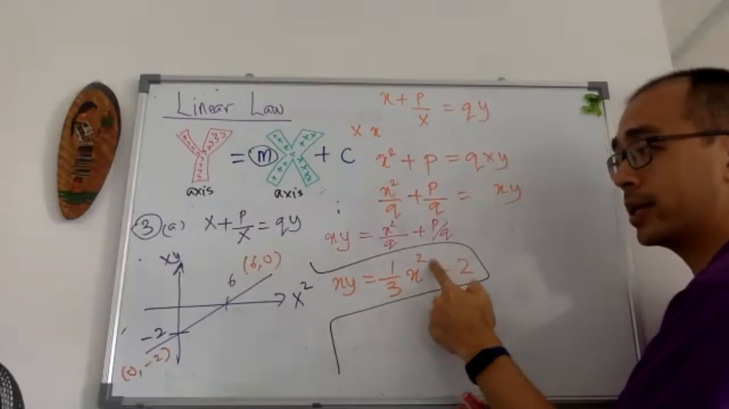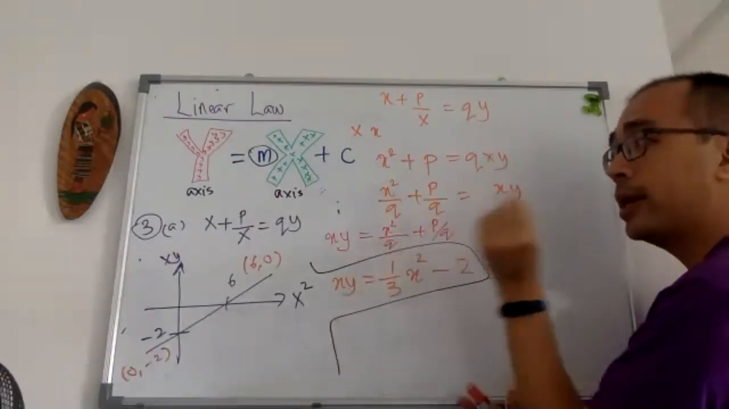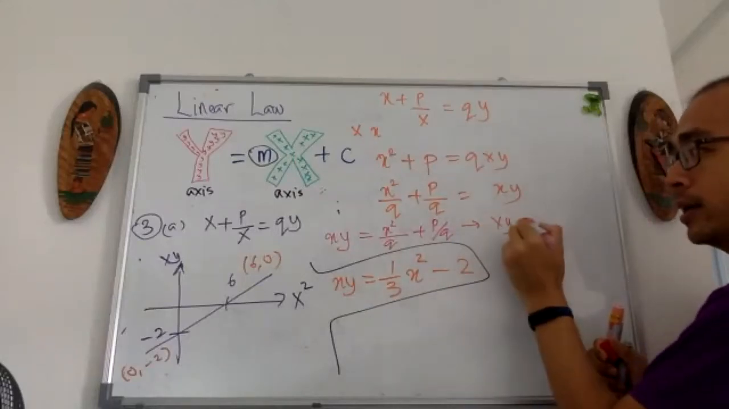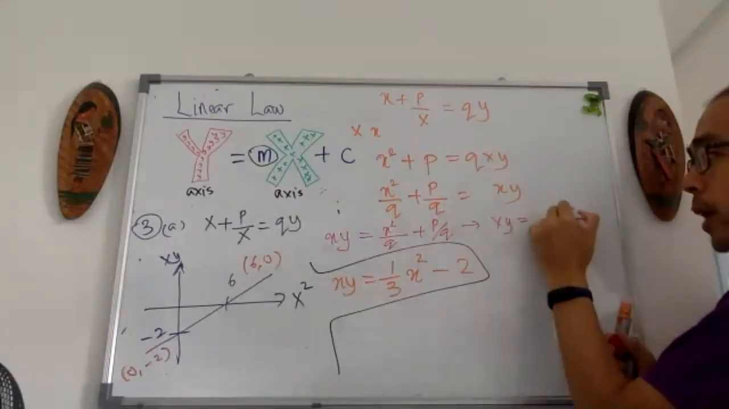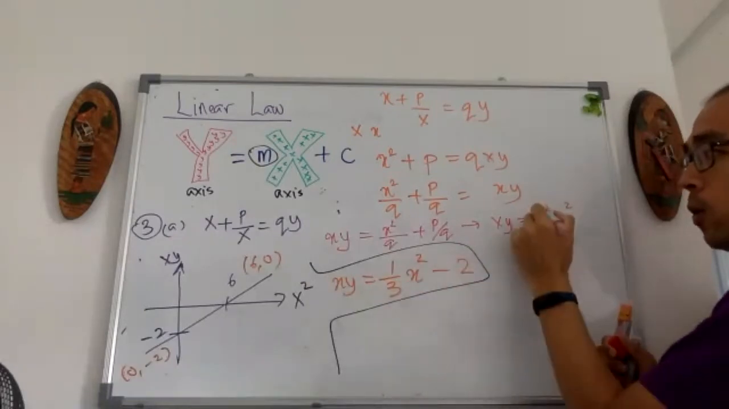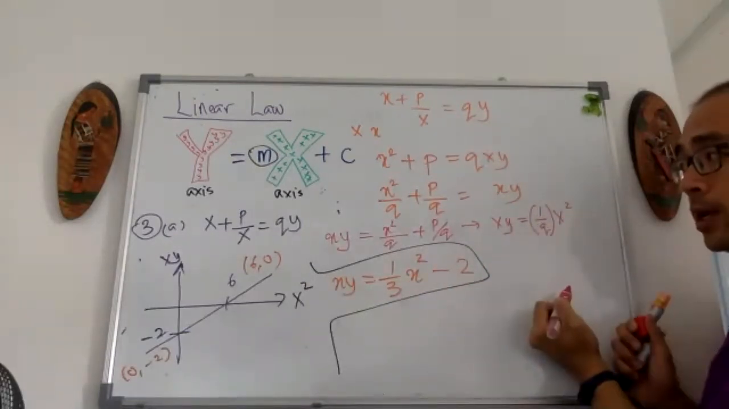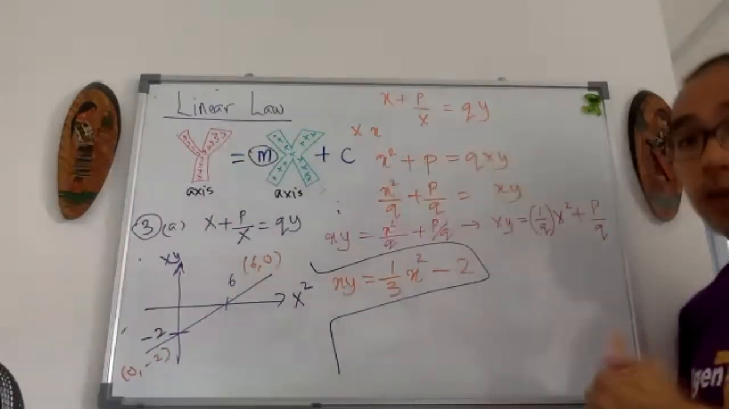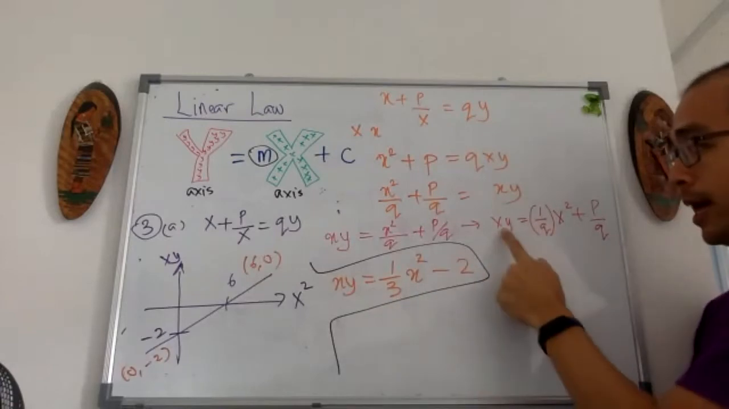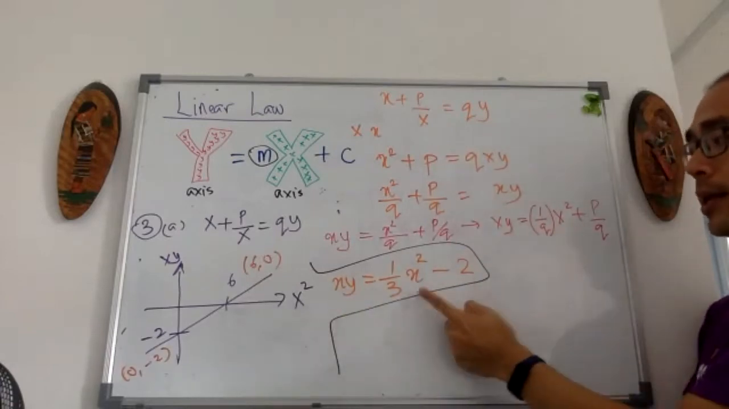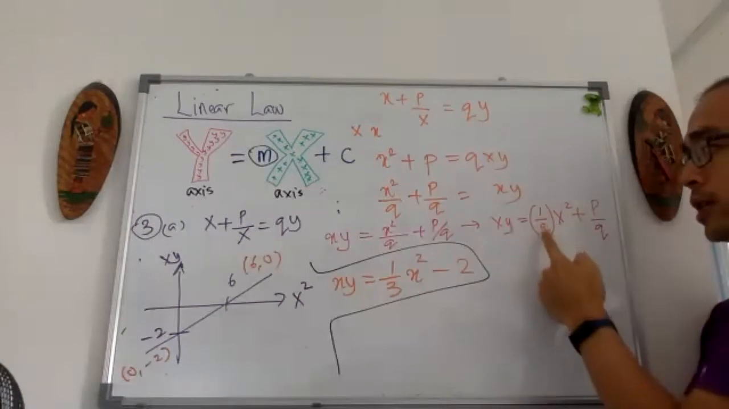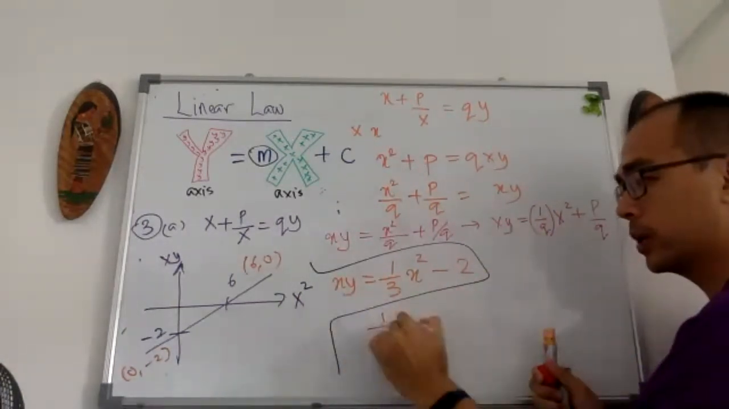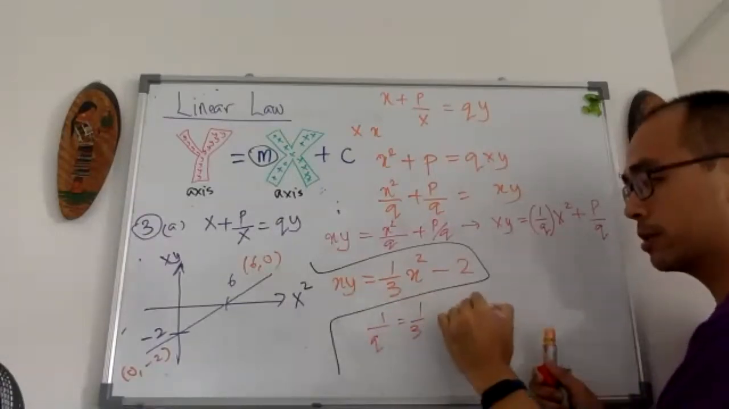Because look, our x squared is actually the axis. So ini kita boleh split. So when we split this, it becomes xy equals to, kalau sini x squared, yang tinggal di sini adalah 1 over q. Okay, plus p over q. Once we do that, then we can compare xy, xy, x squared, x squared. Therefore, 1 over q equals to 1 over 3. Kalau 1 over q equals to 1 over 3, q must be equals to 3.